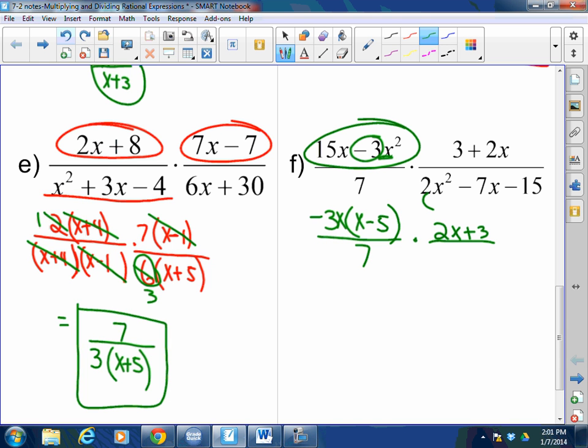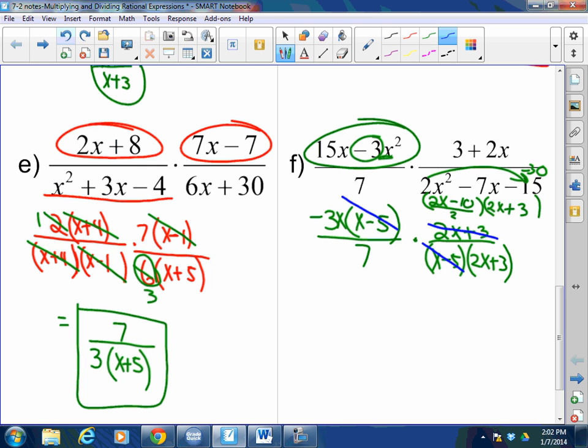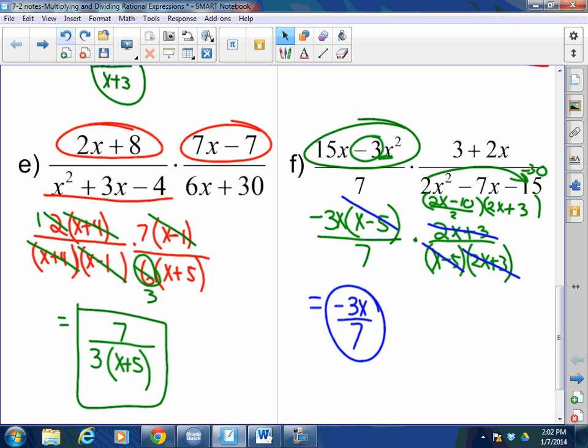And now, little Cuban method action. 2x, 2x. So it's -3, so minus 10 plus 3. Artificial factor of 2, so I got x minus 5 times 2x plus 3. Now, look how valuable it was to factor out that negative from the beginning, because now I have an x minus 5 and the x minus 5, bye-bye. 2x plus 3, 2x plus 3, bye-bye. My answer is negative 3x over 7. Does that make sense?